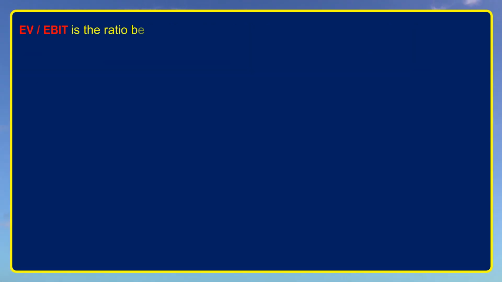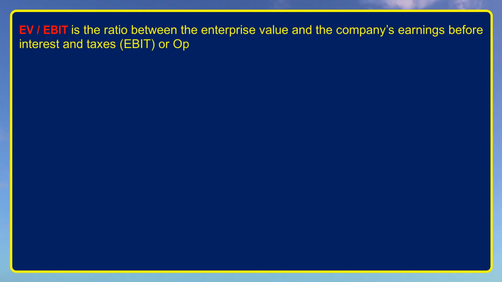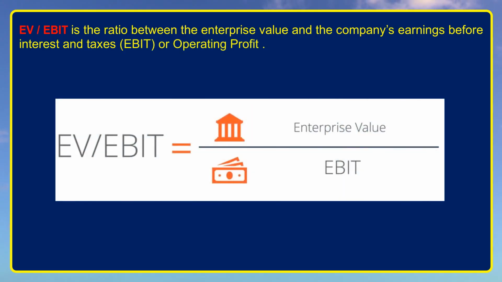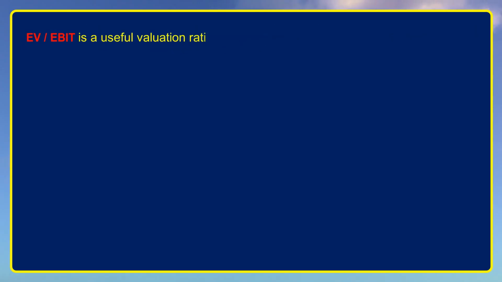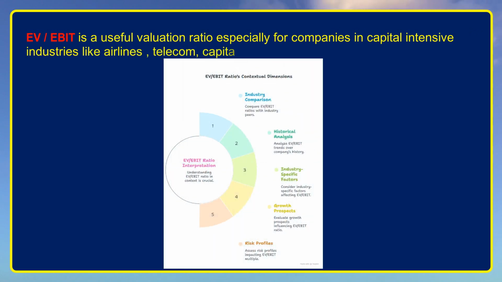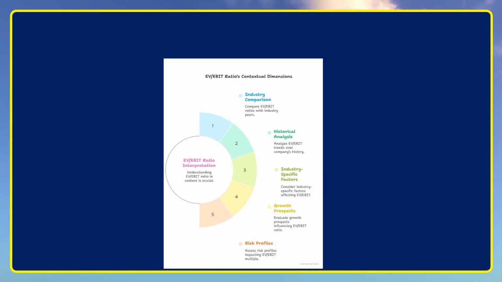EV to EBIT focuses on enterprise value relative to operating profit after depreciation. Unlike EBITDA, EBIT includes depreciation and amortization, which represent wear and tear of assets and consumption of intangibles. Companies with high depreciation in capital-intensive industries like airlines, telecom, capital goods may show inflated EBITDA. In such cases, EBIT provides a grounded view.